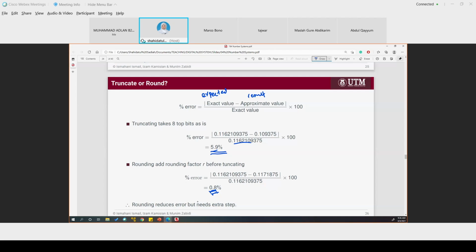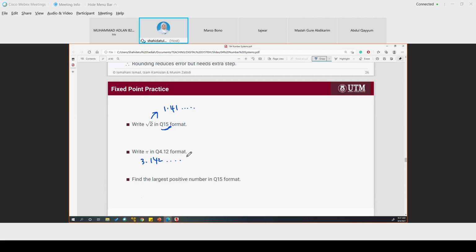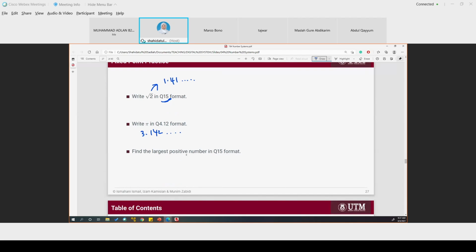All right. So now we have less than 30 minutes to go. So we have the practice here. Write square root of 2 in Q15. So first you have to find out what is square root of 2. Then change this to the Q15. And then same goes to the pi here. So pi is 3.142. Then change it to the Q12. And then find the largest positive number in Q15 format.